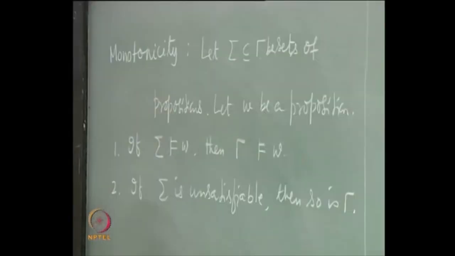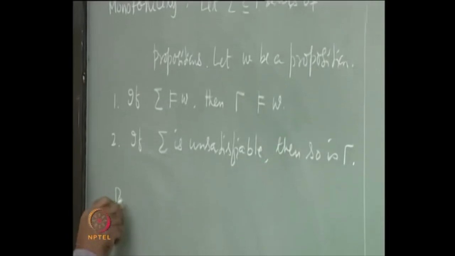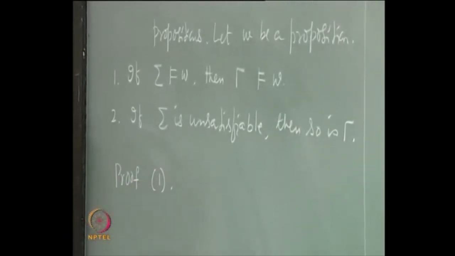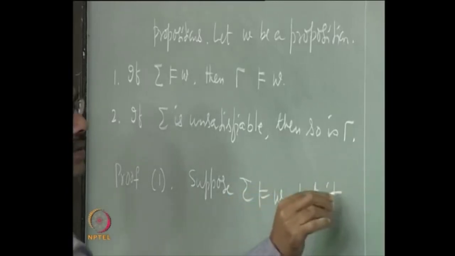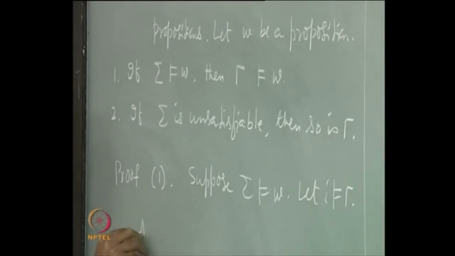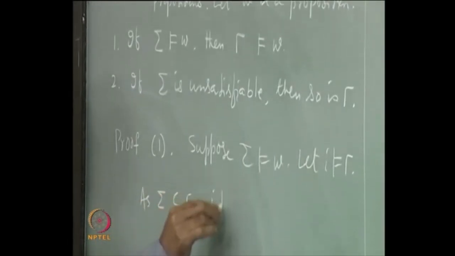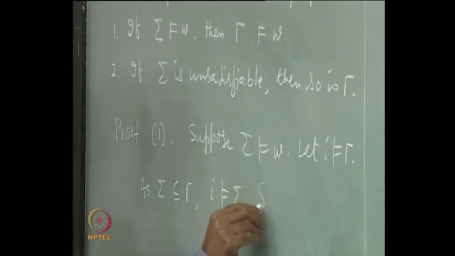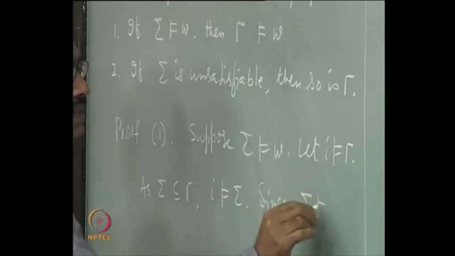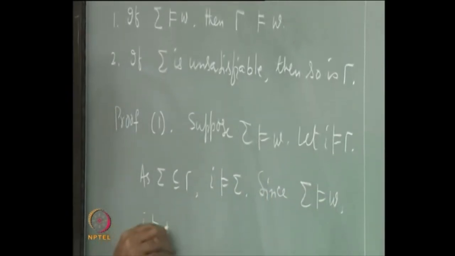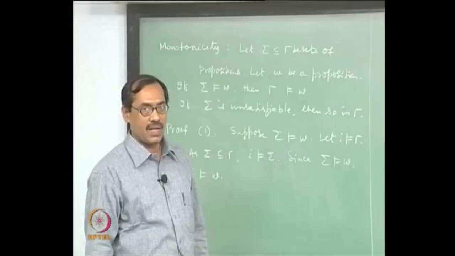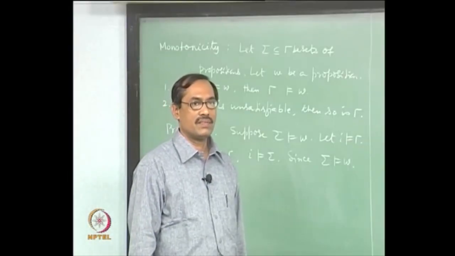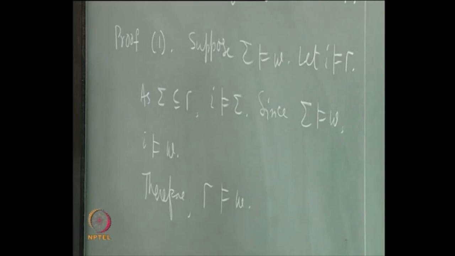Is it clear? Okay, so let us write it. Suppose sigma entails W, let I be a model of gamma. As sigma is a subset of gamma, I is also a model of sigma. Since sigma entails W, I is also a model of W, and the proof is complete. We have started with any model of gamma, and we have ended with a model of W, therefore gamma entails W. Once you have done that, the second one should be immediate.